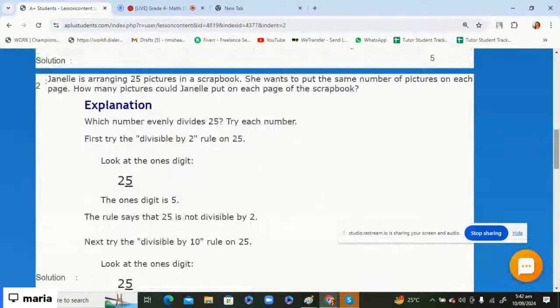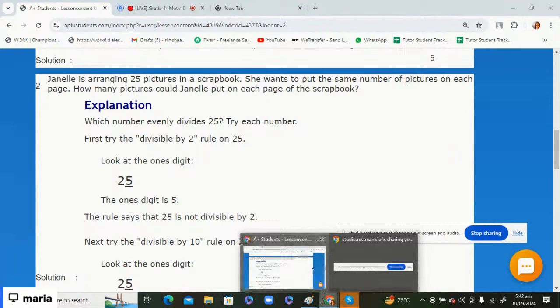Janelle is arranging 25 pictures in a scrapbook. She wants to put the same number of pictures on each page. So how many pictures could Janelle put on each page of the scrapbook? It's 25. Okay, let's start from the 2. Is there any that is divided over the 25? No, it's not. Because as we know that there is 5 in the end, so we are choosing 5. Okay, let's check.